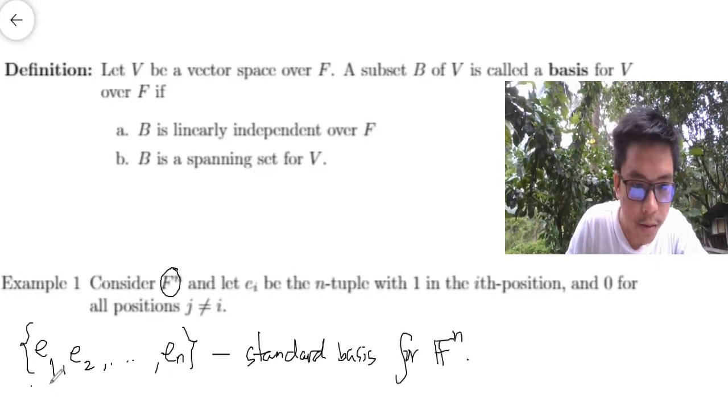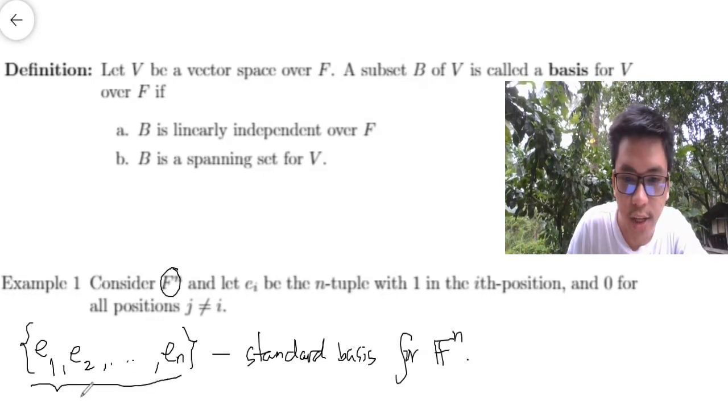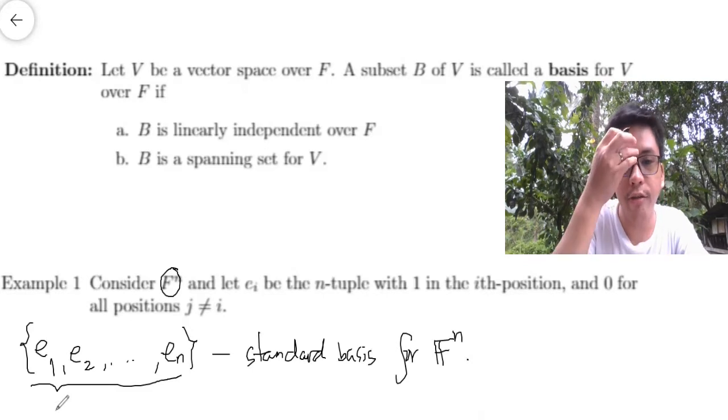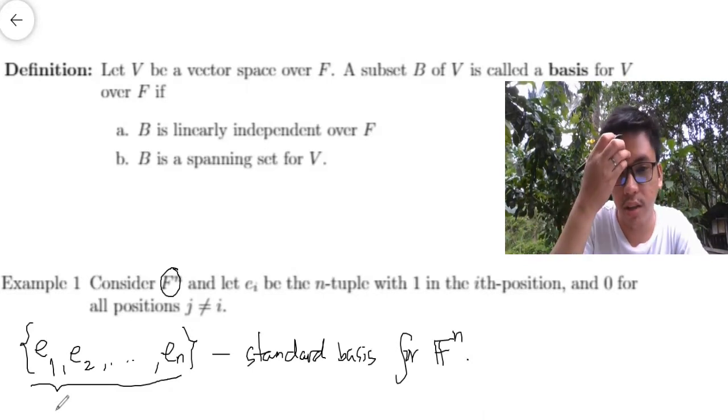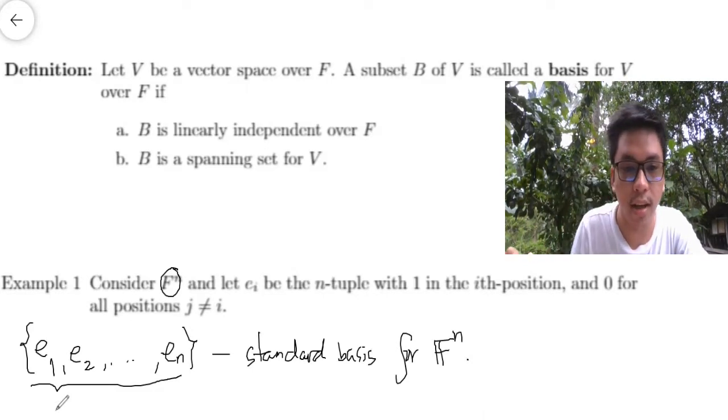Why? This is pretty obvious. You can take this as a linear combination of the vectors coming from F^n. Similarly, aside from being qualified to have linear combinations of the vectors coming from F^n, this is actually a spanning set.